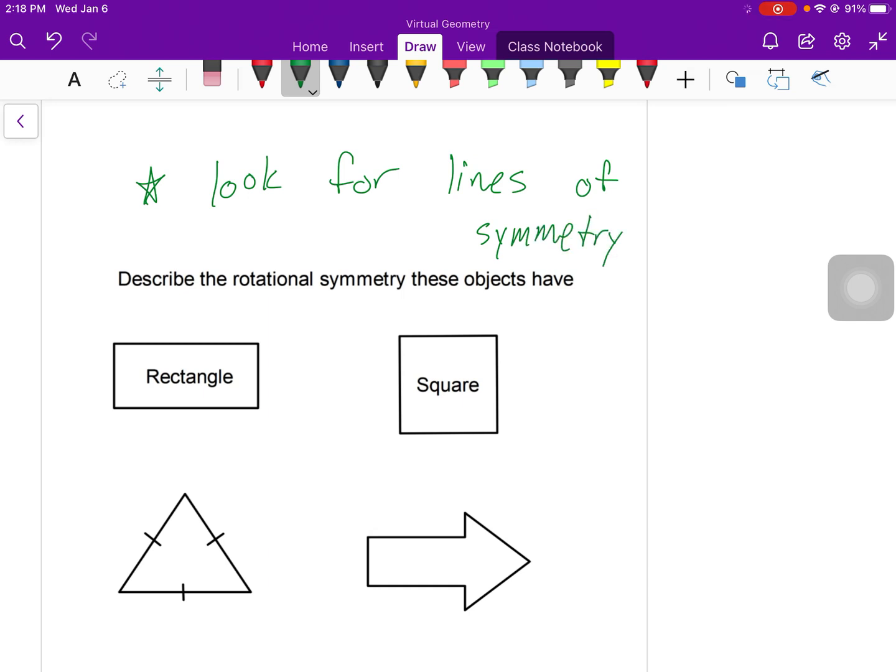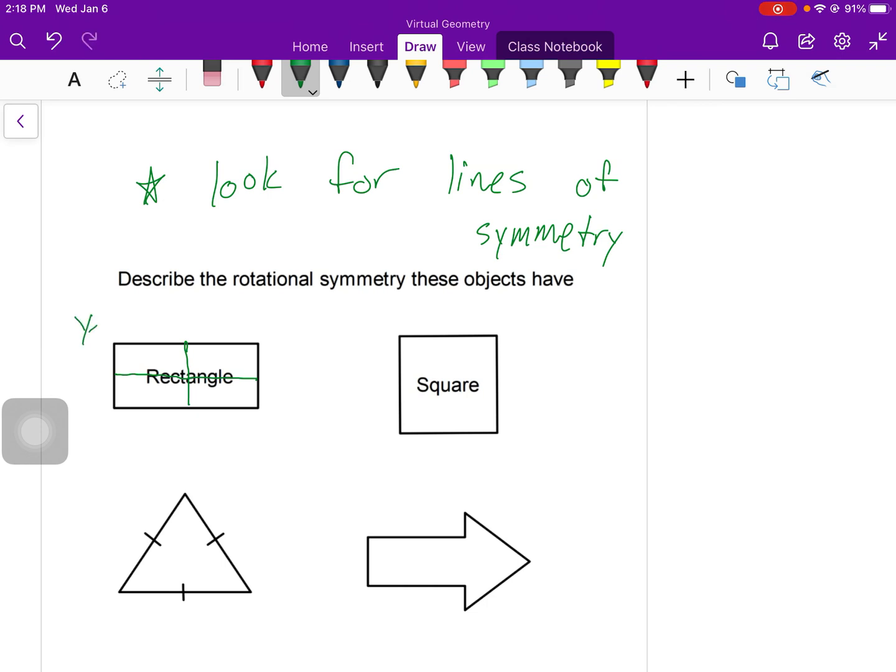In the rectangle, we have 2 lines of symmetry. The diagonal does not work, because if you were to fold a piece of paper in half diagonally, they're not going to line up on the edges. So you have 2 lines of symmetry.